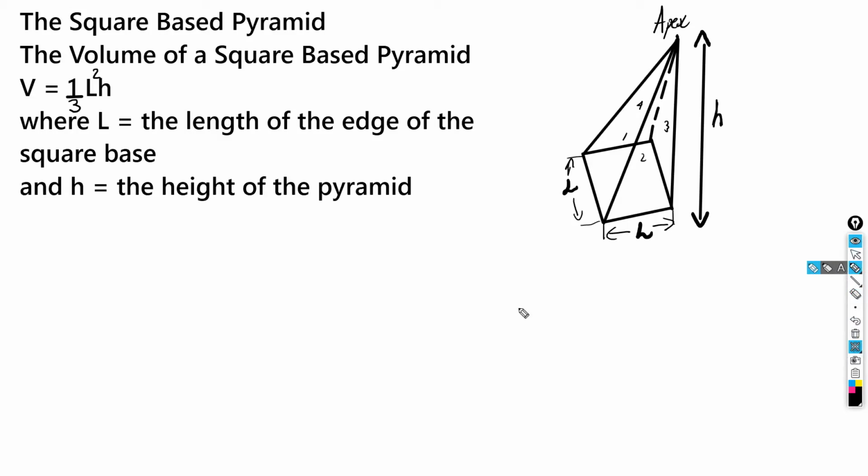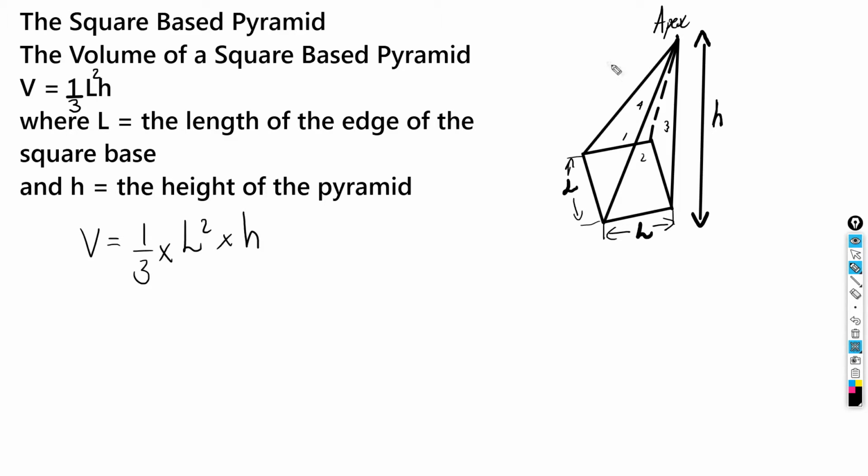Hey guys, what's up? So today we're going to be looking at the square base pyramid, okay? And the volume of a square base pyramid is equal to 1 over 3 L squared H, where L is the length of the edge of the square base and H is the height of the pyramid, okay? So the volume should be equal to 1 over 3 multiplied by L squared times H, which is the height of the pyramid, okay?